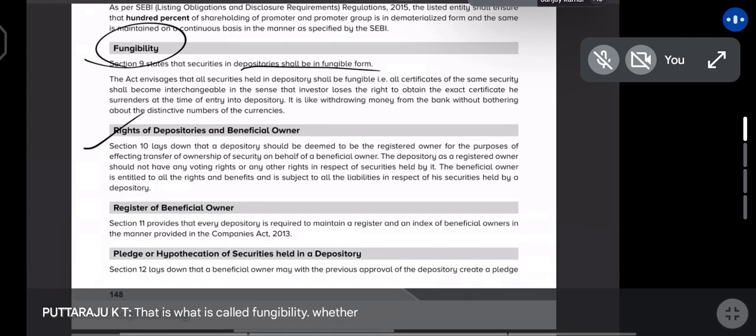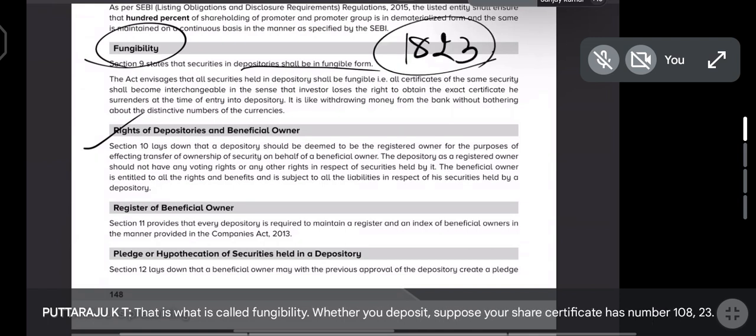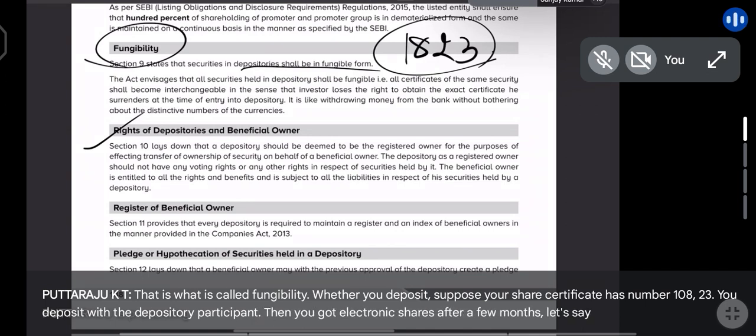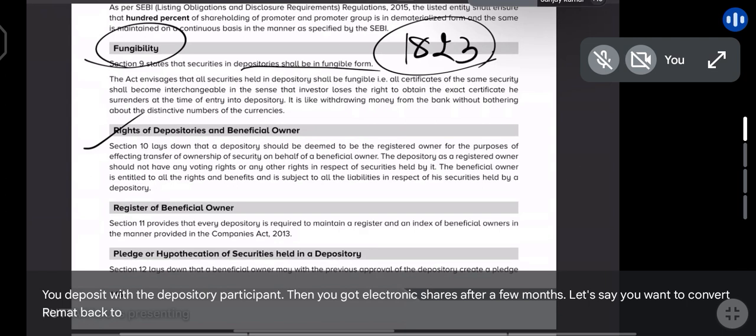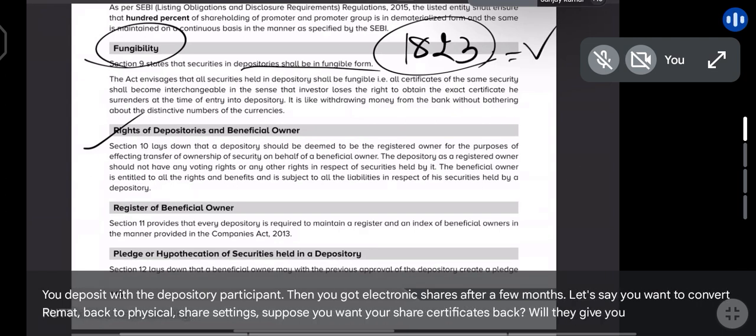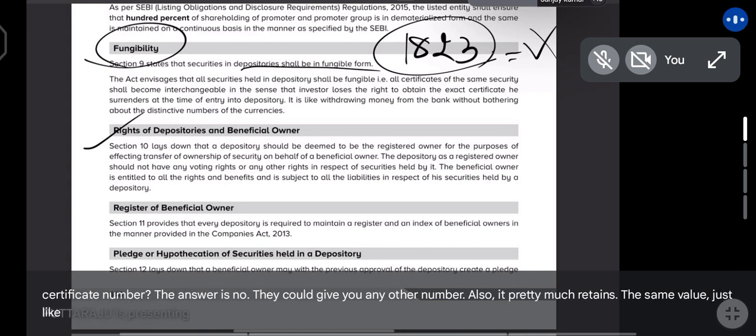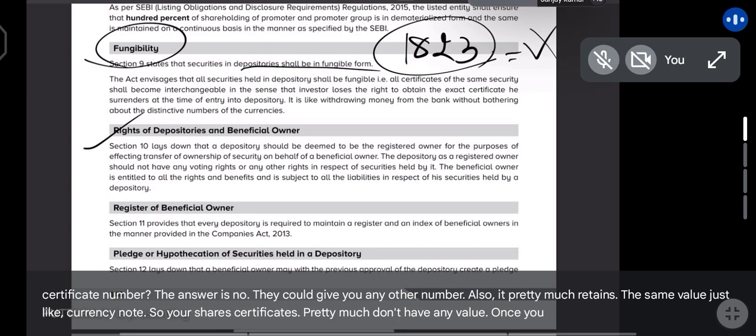Suppose your share certificate has number 1823. You deposit with a depository participant, then you get electronic shares. After a few months, let's say you want to convert back to a physical share certificate, called remat. Suppose you want your share certificates back. Will they give you the same share certificate number? The answer is no. They could give you any other number also. It pretty much retains the same value, just like a currency note. So your share certificates pretty much don't have any value once you deposit with a depository.